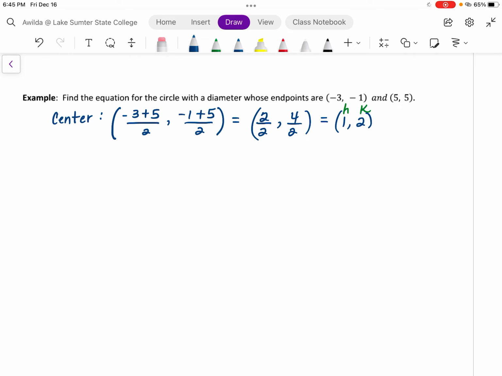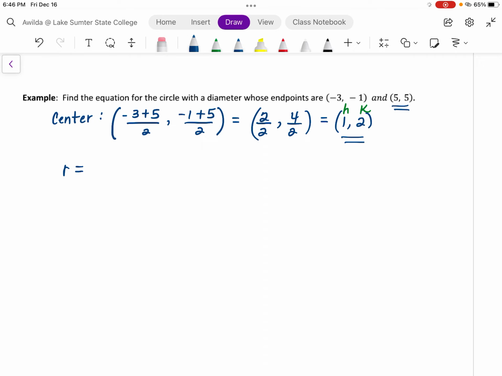Next, let's find the radius. Again, you could find the diameter first and then divide the diameter by 2, or you can find the distance between the center, which we now have, and either one of the original endpoints. Let's use that second method and say that the radius is the distance between this center and let's use (5, 5).